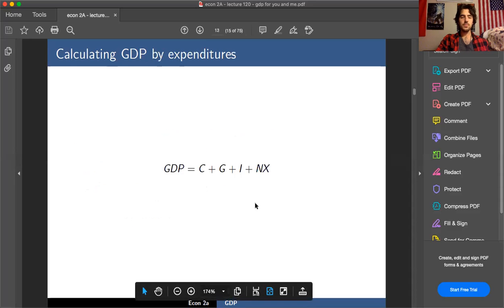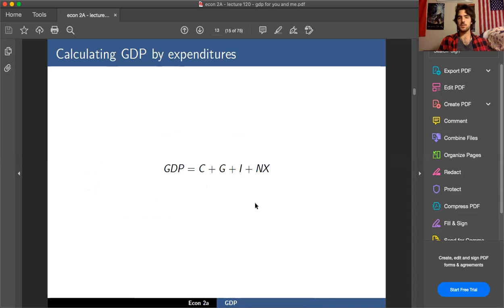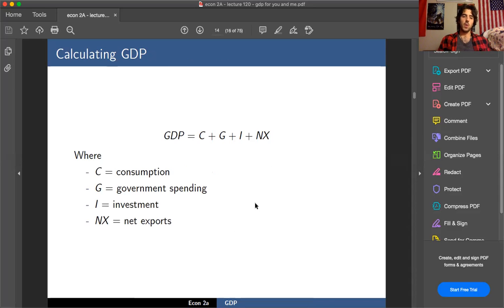So, calculating GDP by expenditures. GDP is the consumption in a country plus the government spending of a country plus the investment in a country plus the net exports of a country. Where consumption is C, well, it's self-explanatory. I don't need to go through that.